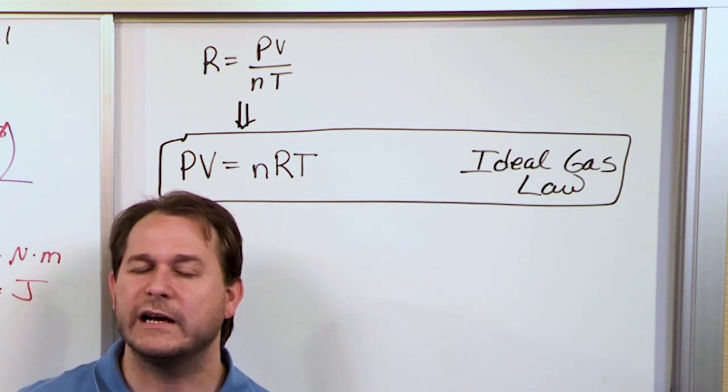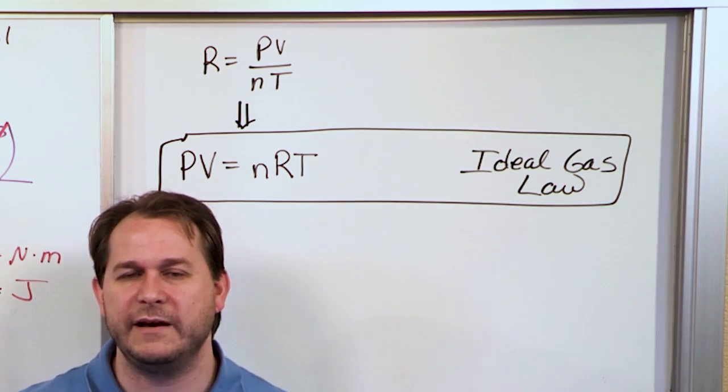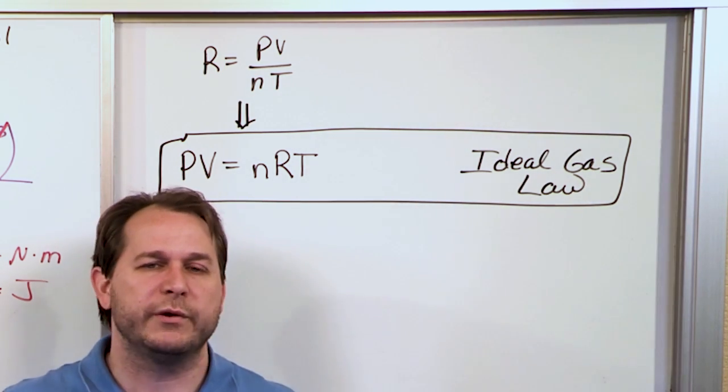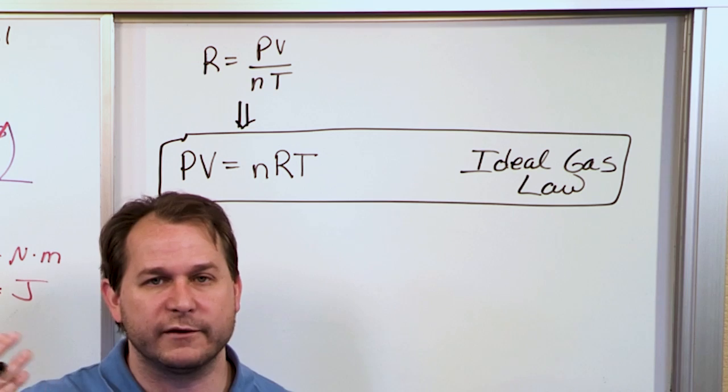PV is equal to nRT. It kind of rolls off your tongue. PV, nRT, PV, nRT. Just kind of say it over and over again. You won't even have to remember it or memorize it, because it'll be in your head.